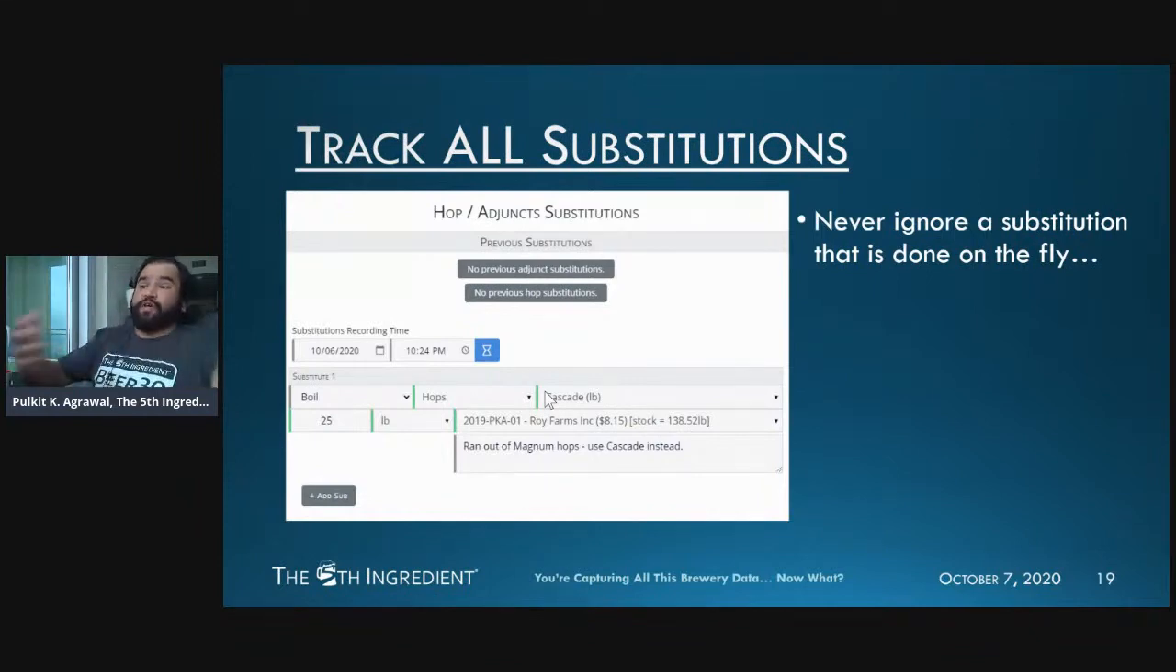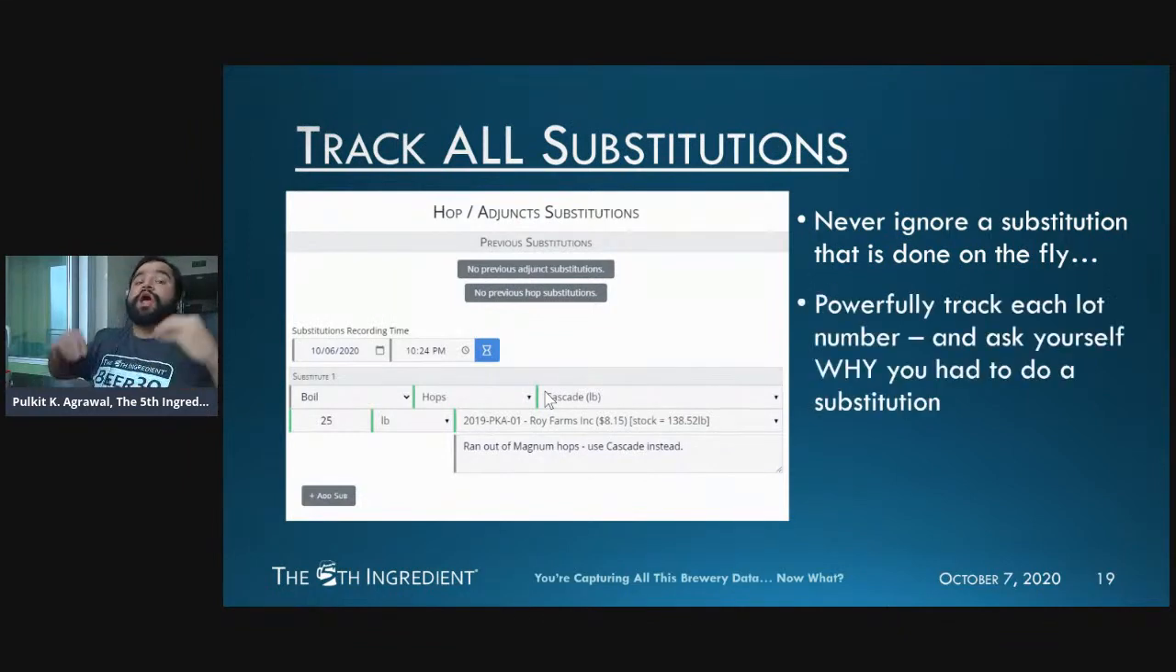Maybe you ran out of some sort of hops, right? In this screenshot here, instead of going back into the recipe and changing the base information, the goal instead is, hey, let's actually make those substitutions on the fly. And with that, continue to track each lot number. And more importantly, ask yourself why you had to do a substitution, right?